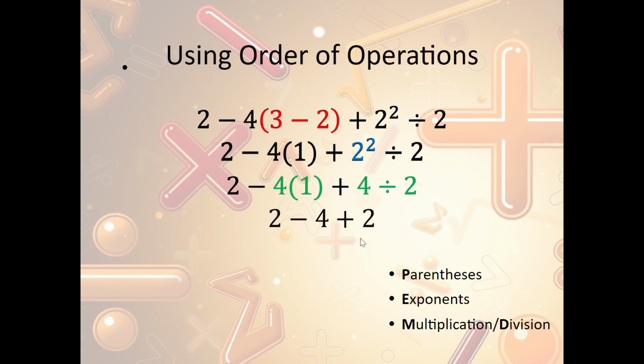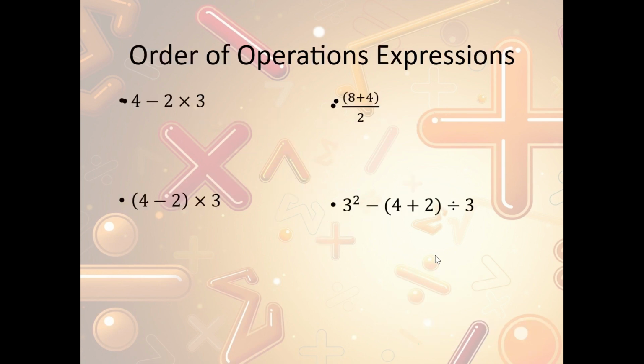Now we can see we don't have any more multiplication or division. So now we're going to do addition and subtraction. So we have 2 minus 4 is negative 2. Plus 2 is 0. And therefore, we've done our order of operations, and we can see that our answer should be 0 using order of operations. Let's look at a couple examples.